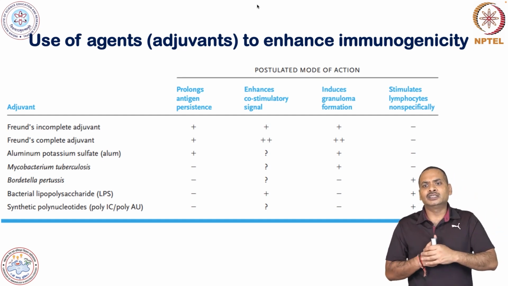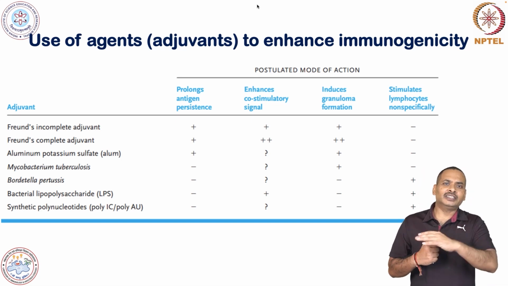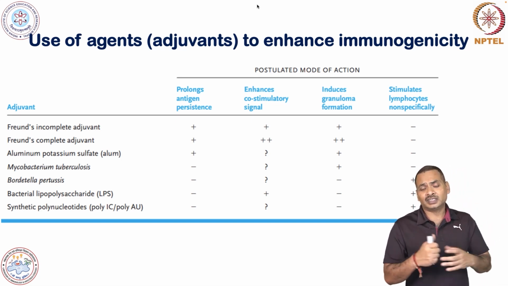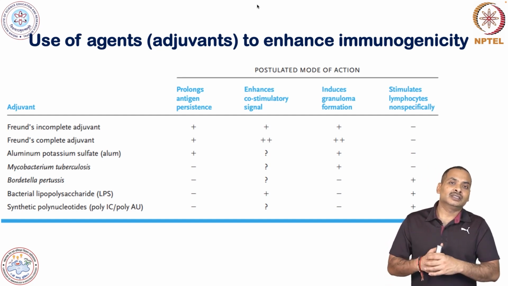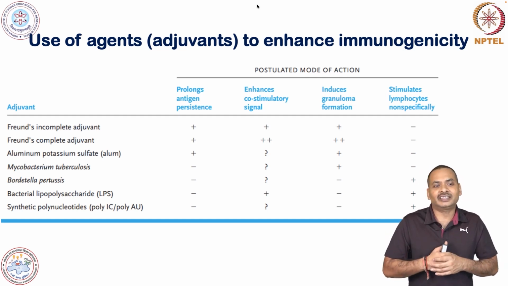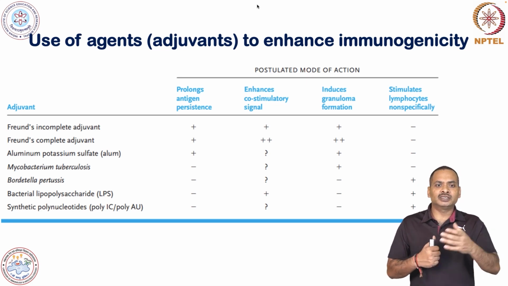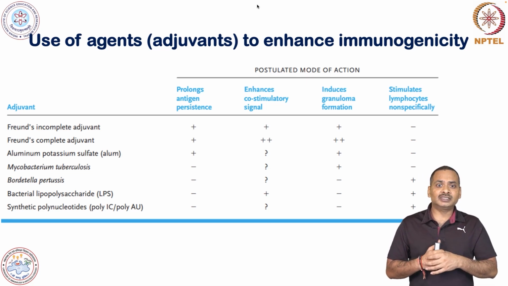It stimulates lymphocytes non-specifically. You can understand that PRRs are expressed on various cells including lymphocytes, and they are stimulated by these PAMPs, and this will make the lymphocytes active. So Freund's adjuvant is doing three things: prolonged antigen persistence, enhanced co-stimulatory signal, and induced granuloma formation.